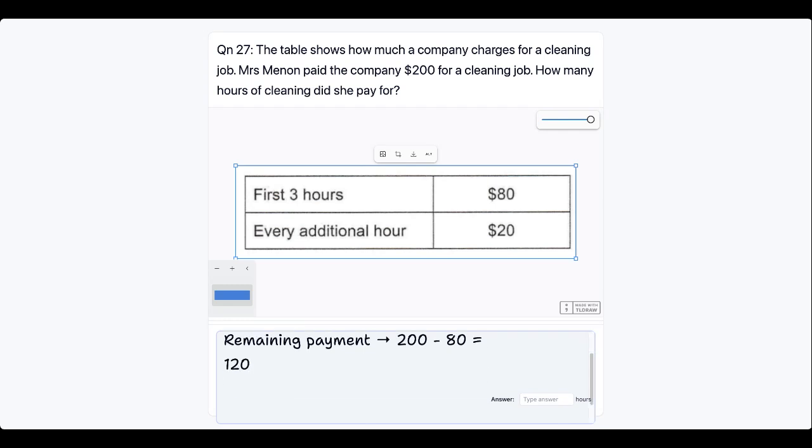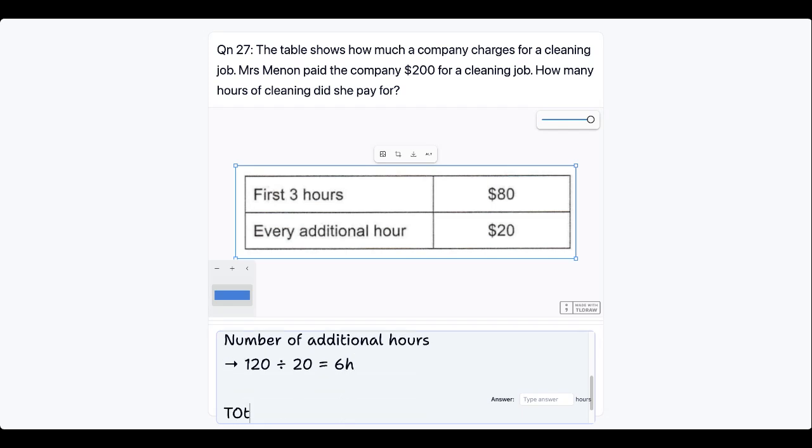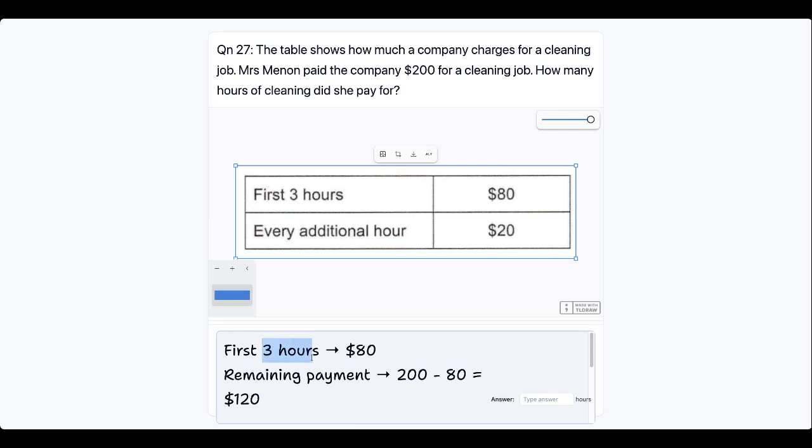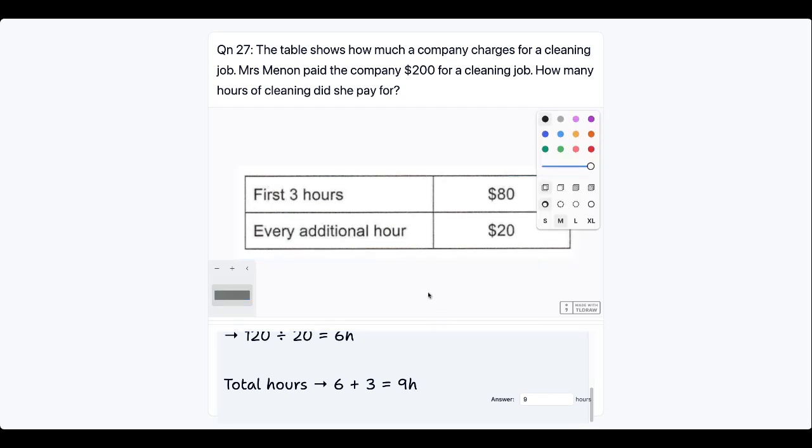Okay, so number of additional hours, this $120 is then equal to 120 divided by 20. This is 6 hours. So total hours, if you look up here, the first 3 hours, right? So that means total hours is equal to 6 plus 3, equal to 9 hours. Okay, therefore, you could see the answer. The answer is 9. All right, that's it. Okay, let's move on to the next question.